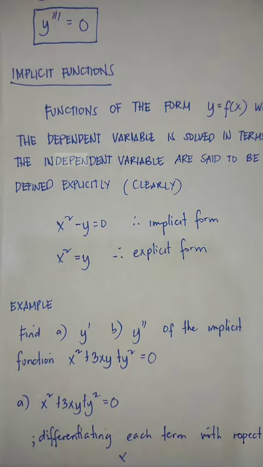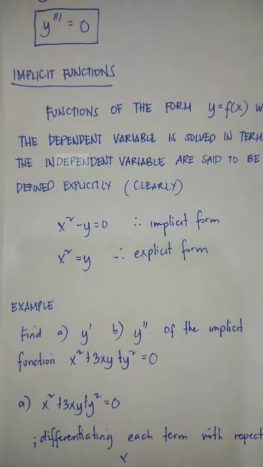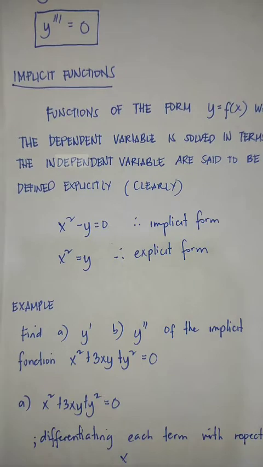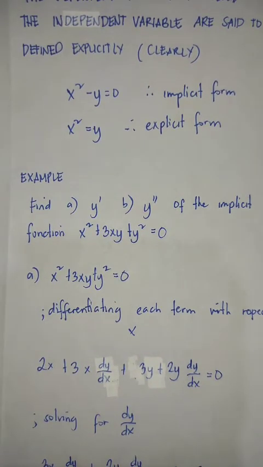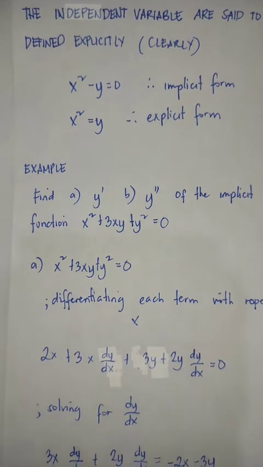So makita nyo naman dito, x squared minus y is equal to 0. Yan yung implicit form. So usually, sabi ko nga, pag implicit form, may equals to 0. So explicit form niya is x squared is equal to y. So dito, kitang-kita mo na x squared is equal to y. Whereas sa x squared minus y is equal to 0, hindi mo kagad makikita na ang value ng x squared is equal to simply y by just transposing. So dito, pag kinuha natin yung implicit form, kukunin lang natin yung individual parameters nung function with respect to the independent variable.